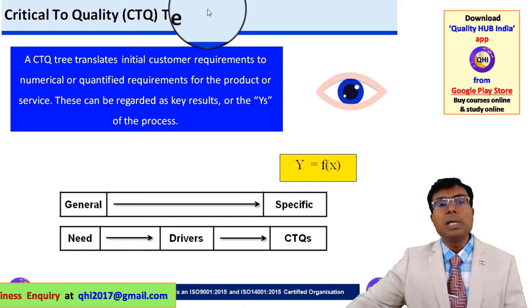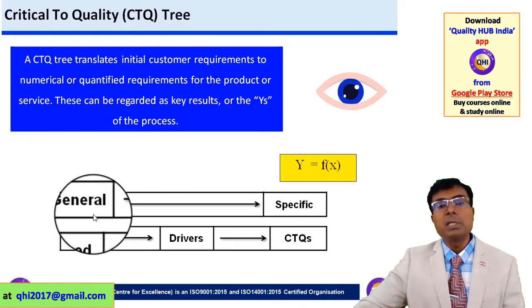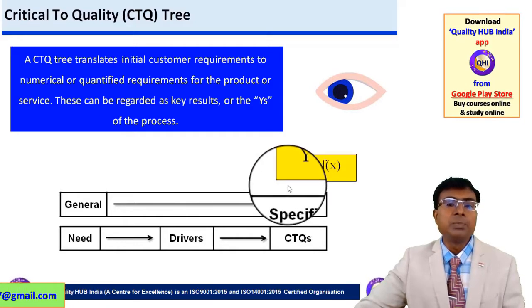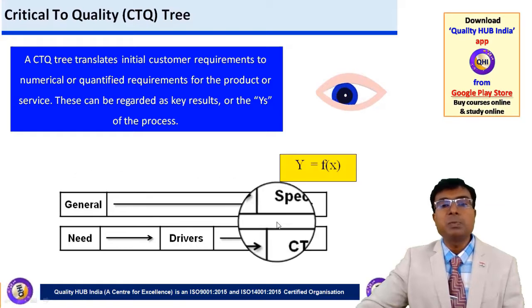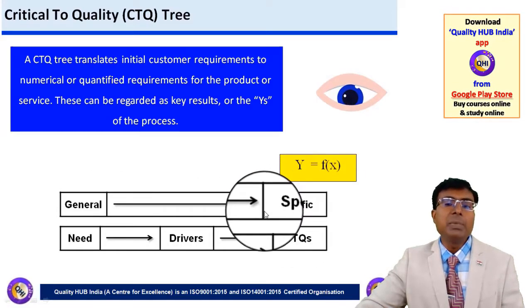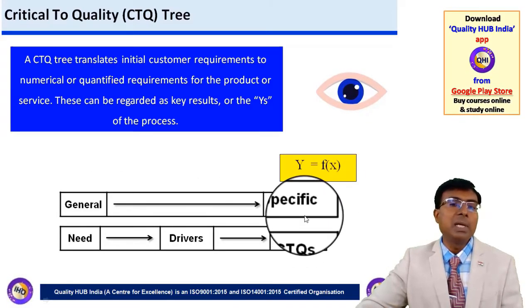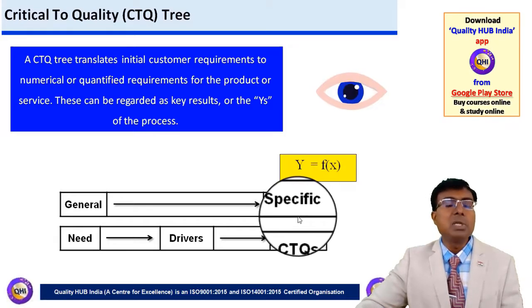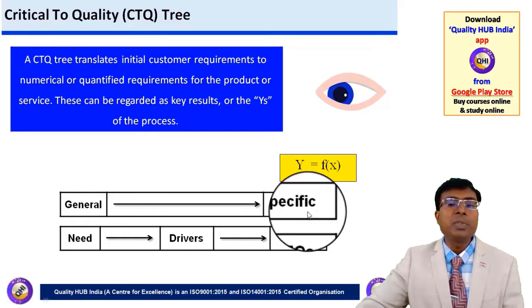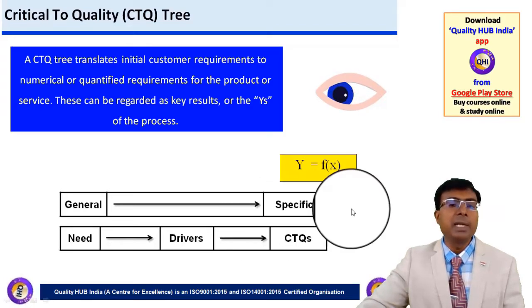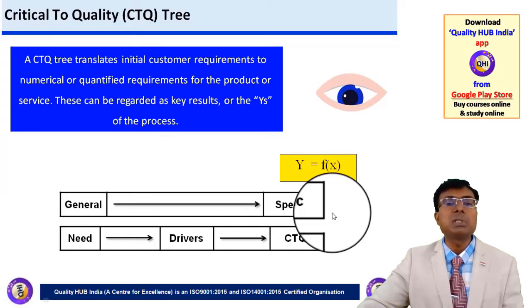So in critical to quality tree, basically we move from general to specific requirements. So when we have the general requirement, we try to convert it to the specific requirement so that it can be converted into the operational elements which can be monitored, which can be measured and which can be tracked whether those things are being sustained or not. When we are sure that certain things are sustained, then we can be sure that customers are happy.